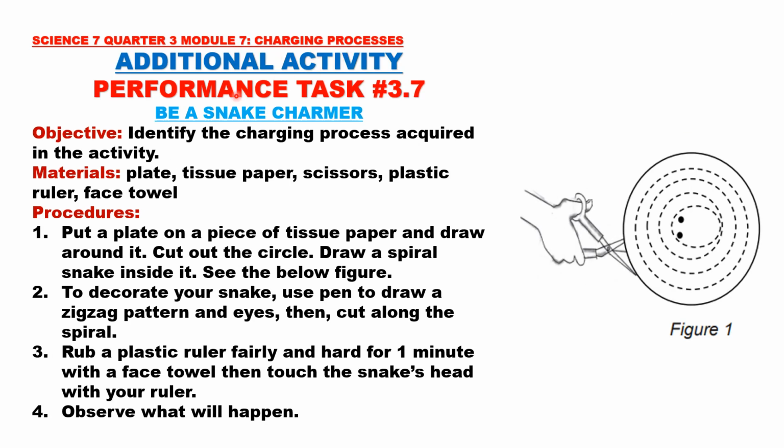Additional activity, performance task number 3.7, be a snake charmer. So objective, identify the charging process acquired in the activity. Materials, plate, tissue paper, scissors, plastic ruler, and face towel. Procedure, 1. Put a plate on a piece of tissue paper and draw around it. Cut out the circle. Draw a spiral snake inside it. See the figure below.